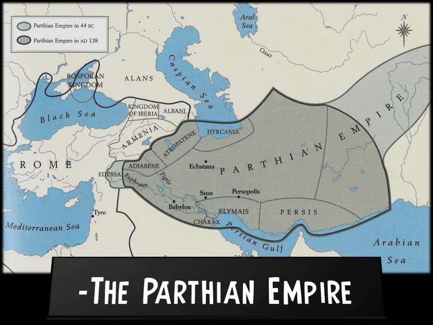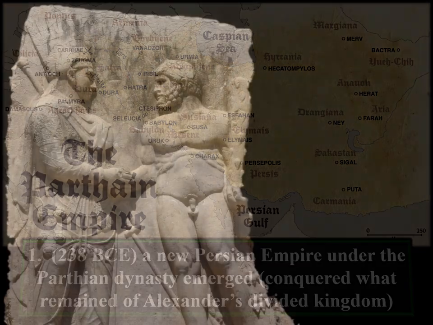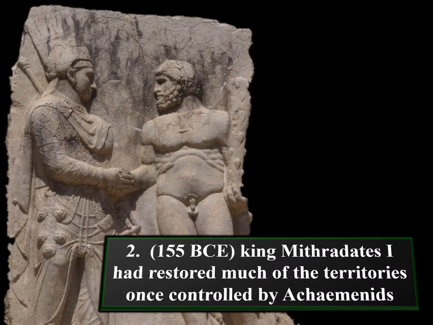Now let's talk about the next phase of Persian empires, which is smaller, called the Parthian Empire. The Parthian Persian Empire. This will be later, 238 BC. The new Persian Empire under the Parthian dynasty emerged. It had conquered what had remained of Alexander's divided kingdoms after his death. We'll talk more specifically about what happens with Alexander and the kingdoms that are created after his death in a later lecture.